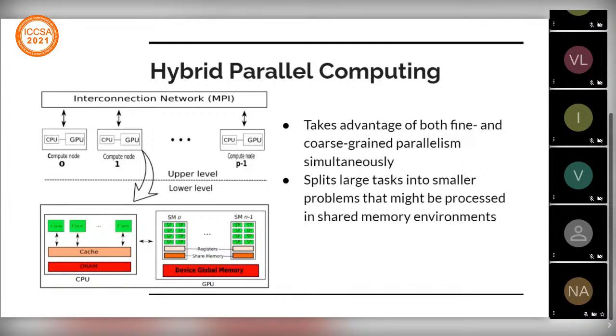The idea behind using hybrid parallel computing is to take advantage of both fine and coarse-grained parallelism at the same time. So usually we split larger tasks into smaller problems, which are processed in shared memory environments and therefore parallelized into even smaller tasks. For this, we use MPI for coordinating our clusters, and NVIDIA CUDA for our GPUs to implement GPU programming.